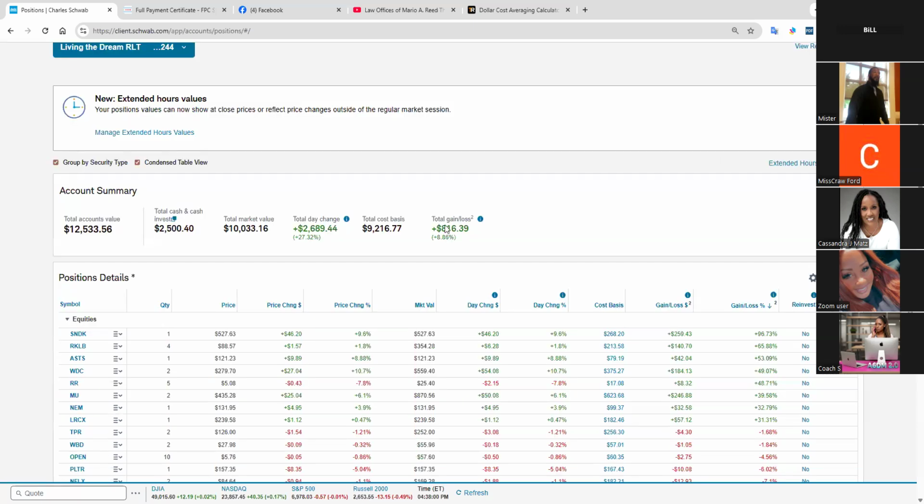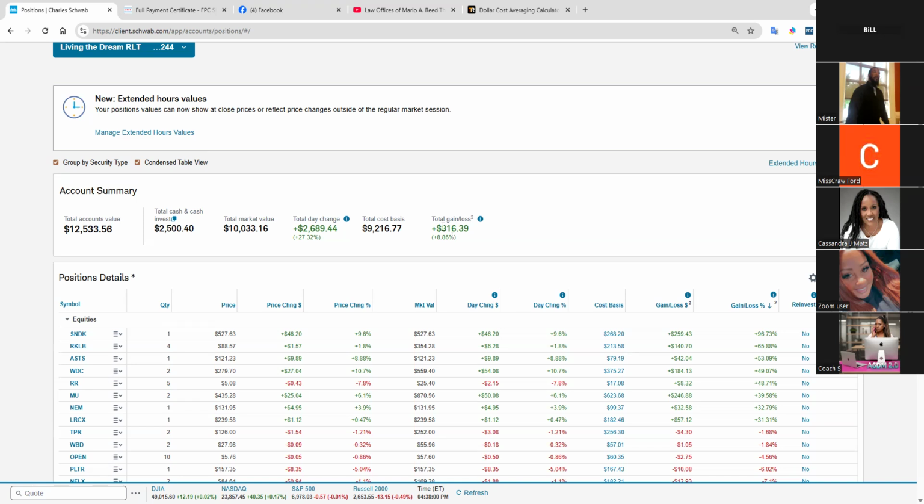You'll see that it shows that this account has already gained $816.39. That's since January 2nd of this year. So January 2nd was the first day of trading for this trading year. And since January 2nd, this account has appreciated by $816.39. This is why I really, really appreciate Charles Schwab, because it allows you to take a look at your whole portfolio in a very easy to read format.